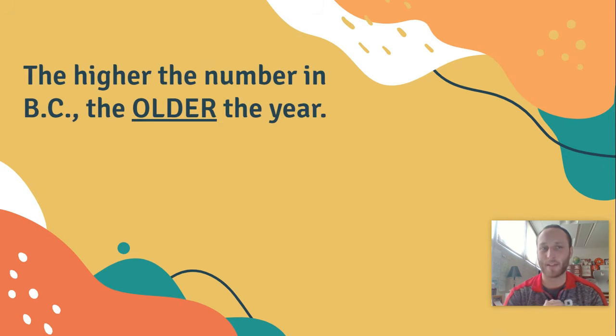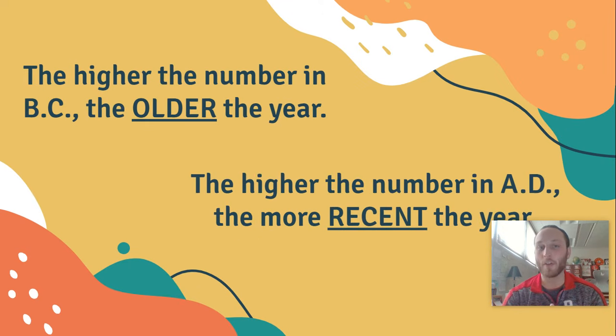So, a couple rules with timelines. If you're looking at a year, the higher the number in BC, the older the year that actually is. So, if I was thinking about 100 BC versus 1000 BC, 1000 BC is a lot older than 100 BC because 100 years before Christ is not as old as 1000 years before Christ. Another rule would be the higher the number in AD, the more recent the year. So the higher you go up on AD, the right side of the timeline, the more recent the year. The highest we can go in AD right now is 2021 because that's our current year.